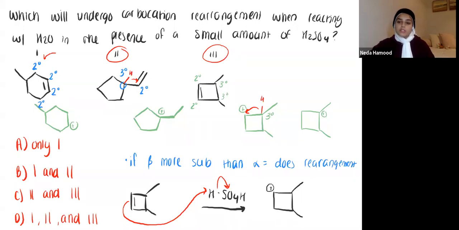The one that won't do rearrangement is the one that's staying the same, because why would the molecule do that? It's just a hassle for itself for no reason. You know what I mean? So yes, the answer here is going to be C, 2 and 3. I feel like that took me such a long time to explain it. I apologize.